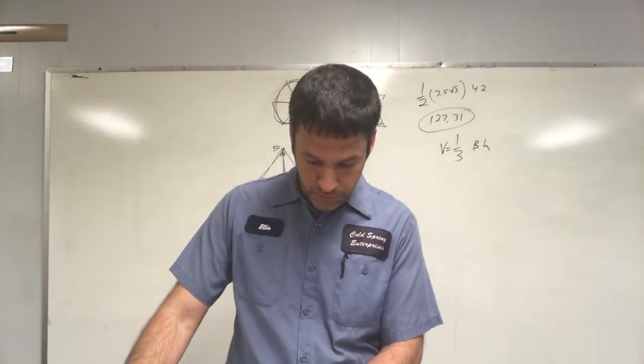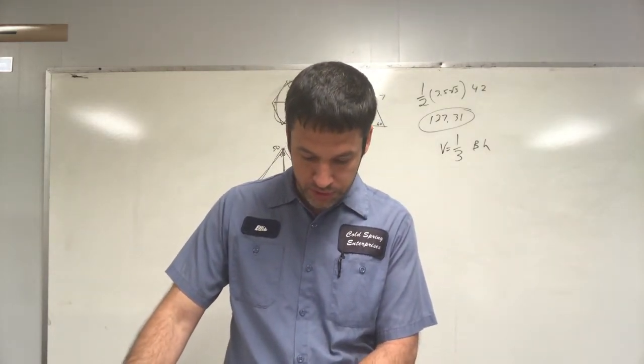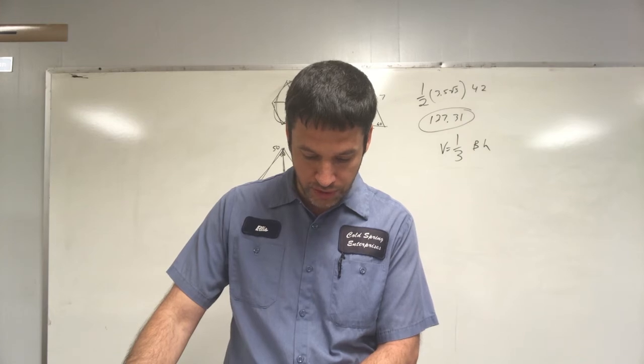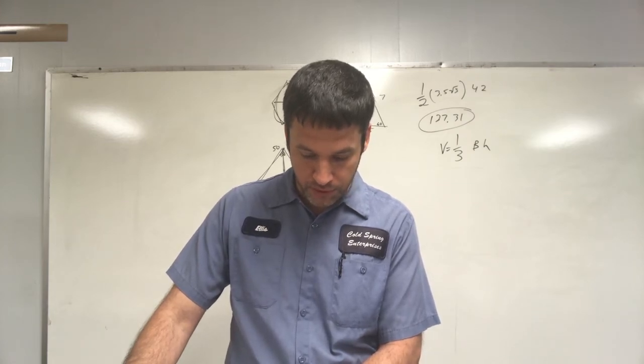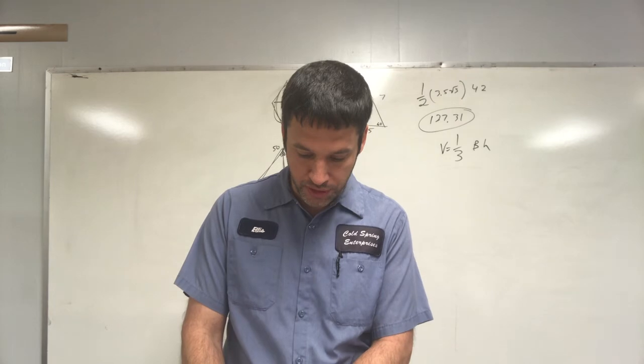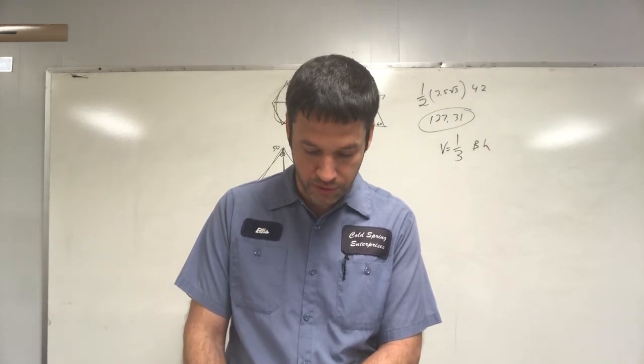Number 24, find the measures of F, G, and J. We did one like this before. J is 97, and F and G are 83 each.